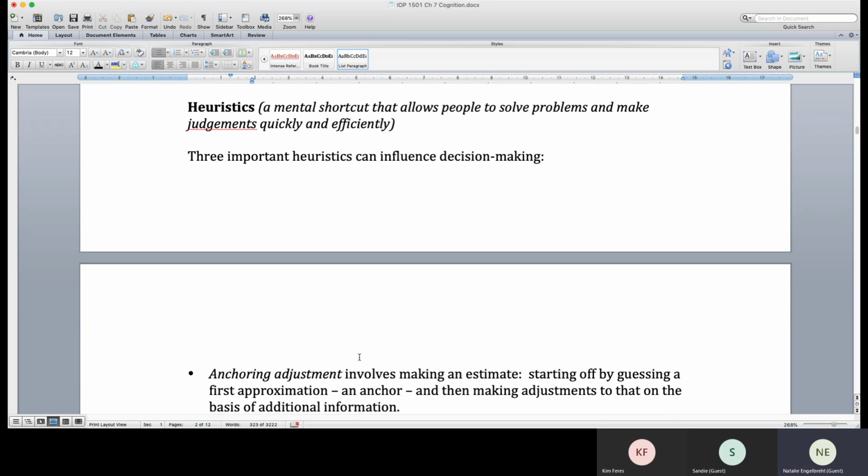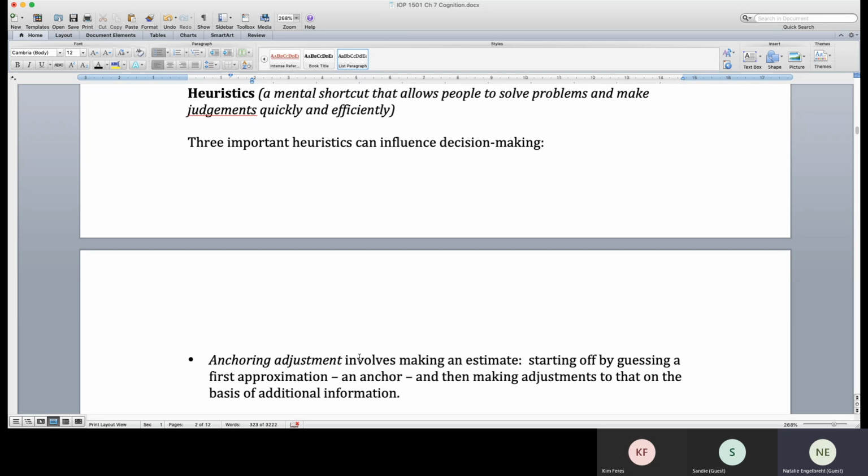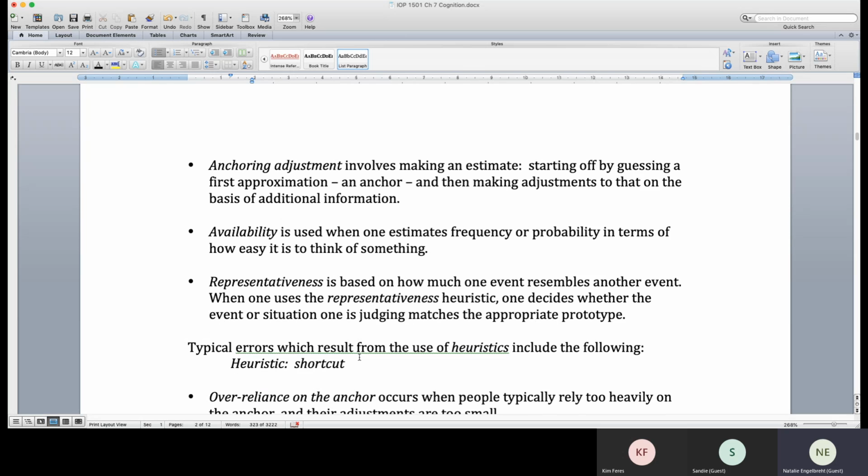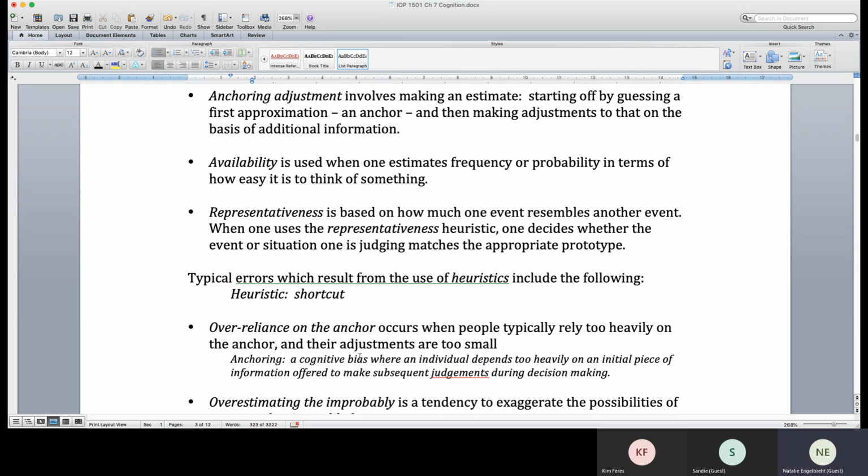So what is a heuristic? We said it is a mental shortcut. So it is an approach that allows people to solve problems and make judgments quickly and efficiently. Well, efficient refers to quick, but it doesn't refer to an outcome that is solid. There are 3 heuristics that can influence decision making, and we will quickly look at each of those in a little bit of detail.